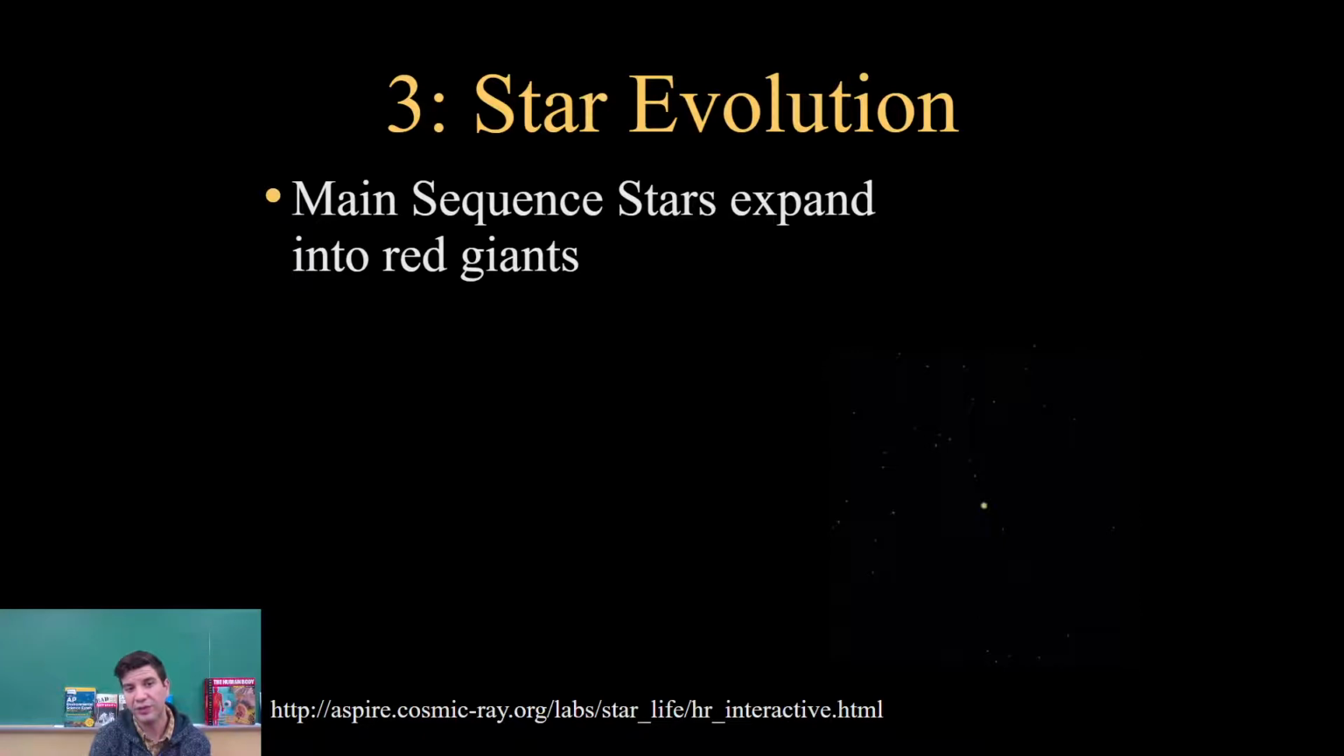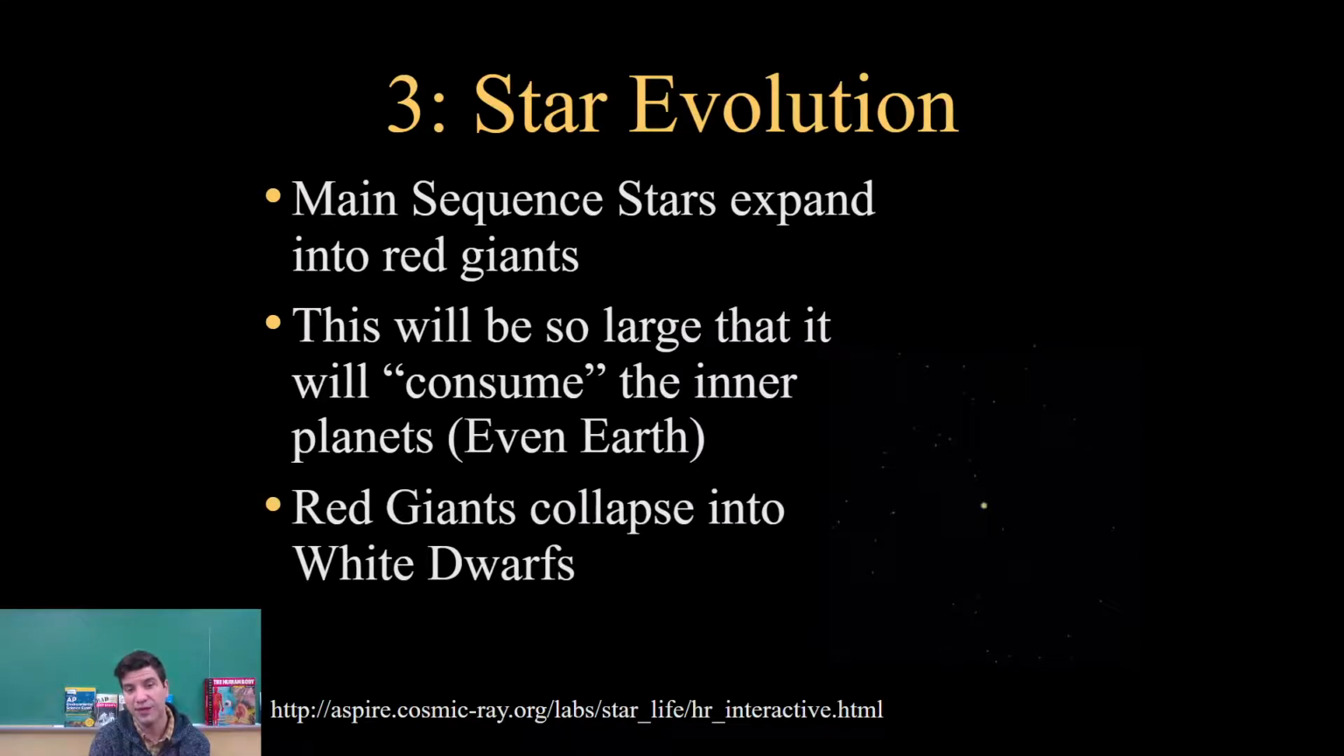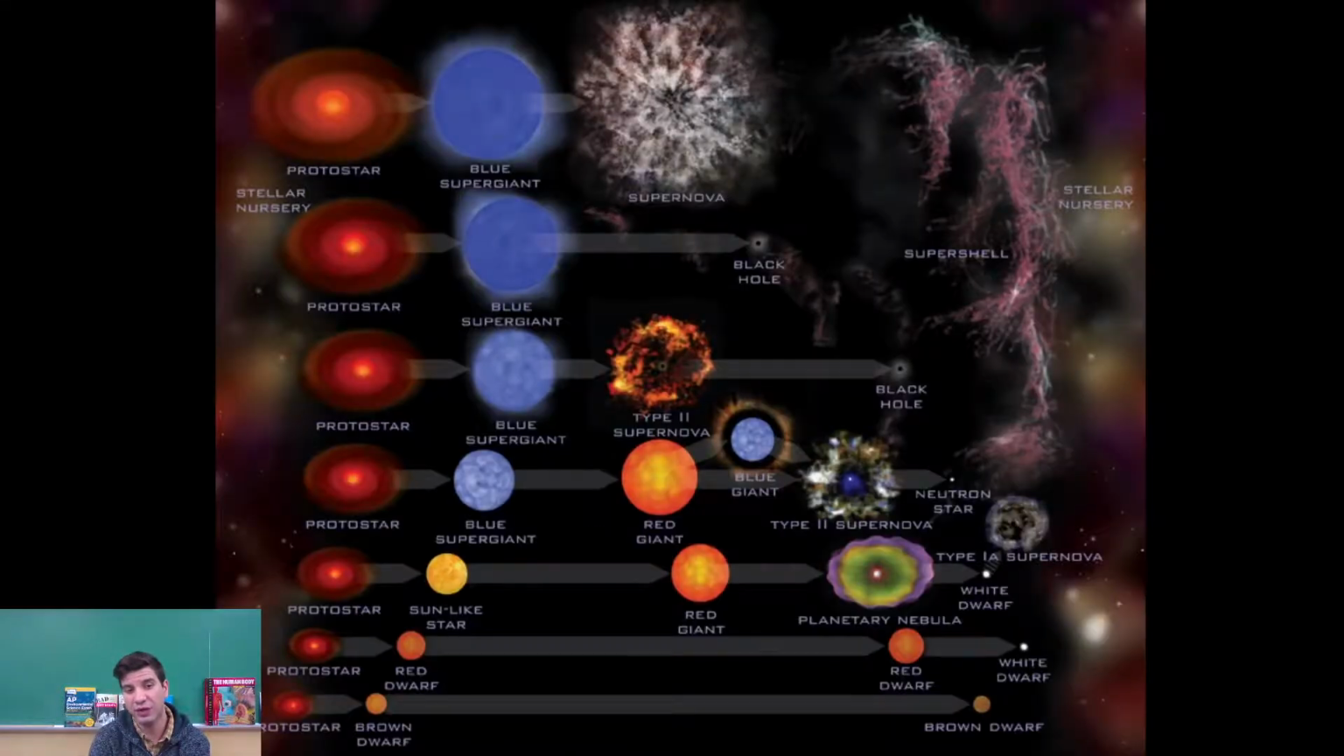Okay, so star evolution, main sequence stars expand into red giant stars. This will be so large that it will consume the inner planets, even the Earth. Yep. So it looks like the sun will puff up to about the size of Earth's orbit, making it a red giant. Red giants eventually collapse down into white dwarf stars.